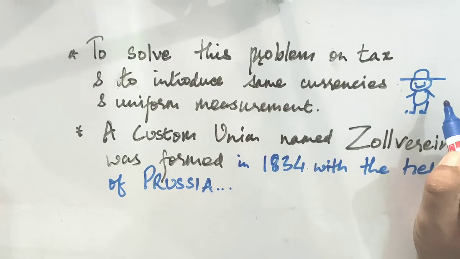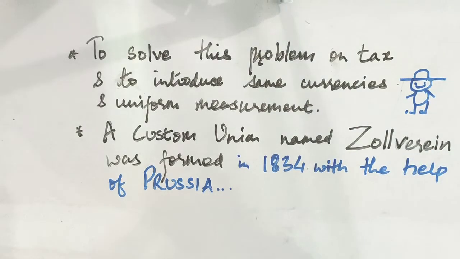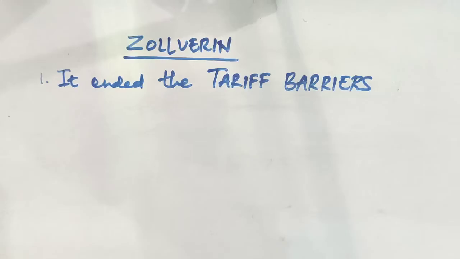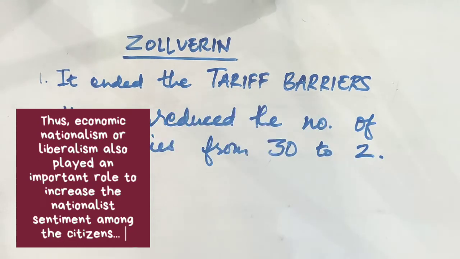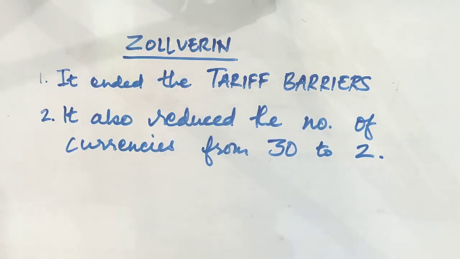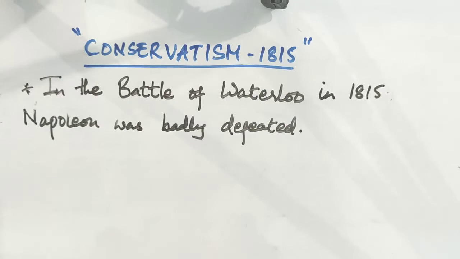Hence, to solve this problem for the traders and merchants, a customs union called Zollverein was formed with the help of Prussia in 1834. This customs union ended the tariff barriers. Tariff barriers means restrictions on the import and export of products, and it also reduced the number of currencies from 30 to 2.